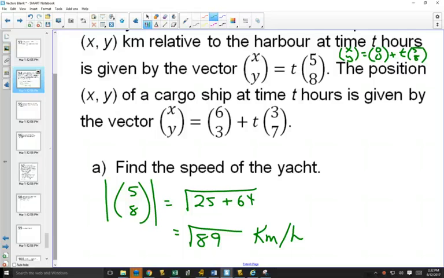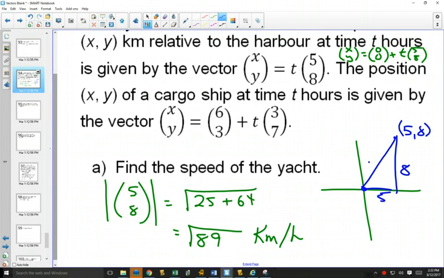If you think about it, here is the harbor at 0, 0, and when t is 1, it's going to end up there at 5, 8. So that length is just a squared plus b squared equals c squared. That length of root 89 is how far it traveled in 1 hour. So its speed is root 89 kilometers per hour.